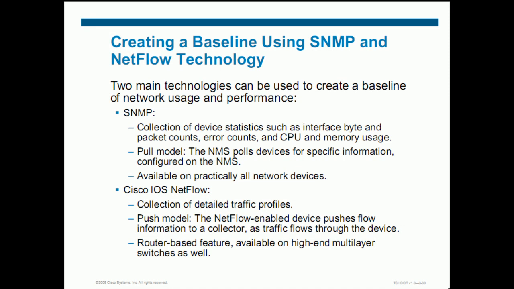So again, the two main technologies that we can use to create the baseline are just that, SNMP and NetFlow. Now, SNMP is basically a collection of your statistics, like the interface statistics we've talked about, packet counts, errors, how busy the CPU is, the memory usage, and it works in a pull model. Pull means that it's not offering information unless it's asked. So your network management server that is set up to make that request will connect to the router or switch through SNMP and pull that device for specific information, whatever information you wanted to get.